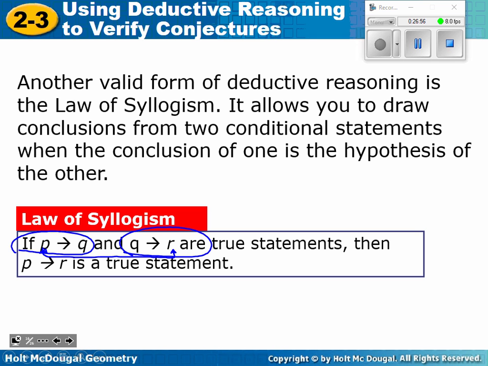Does that make sense? In the law of syllogism, the conclusion of the first statement is always the same as the hypothesis of the second statement. Those are always the same. Because they're the same, you're basically just getting rid of them and combining the original hypothesis and the final conclusion. Are you with me? Let's try it.